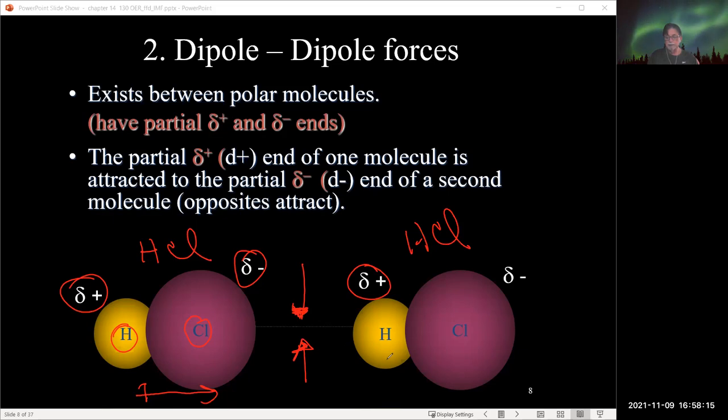I lost my train of thought here for a second. The requirement here is that you have a permanent dipole, okay, a permanent dipole. It's because of the electronegativity difference between the two atoms. Okay. All right.